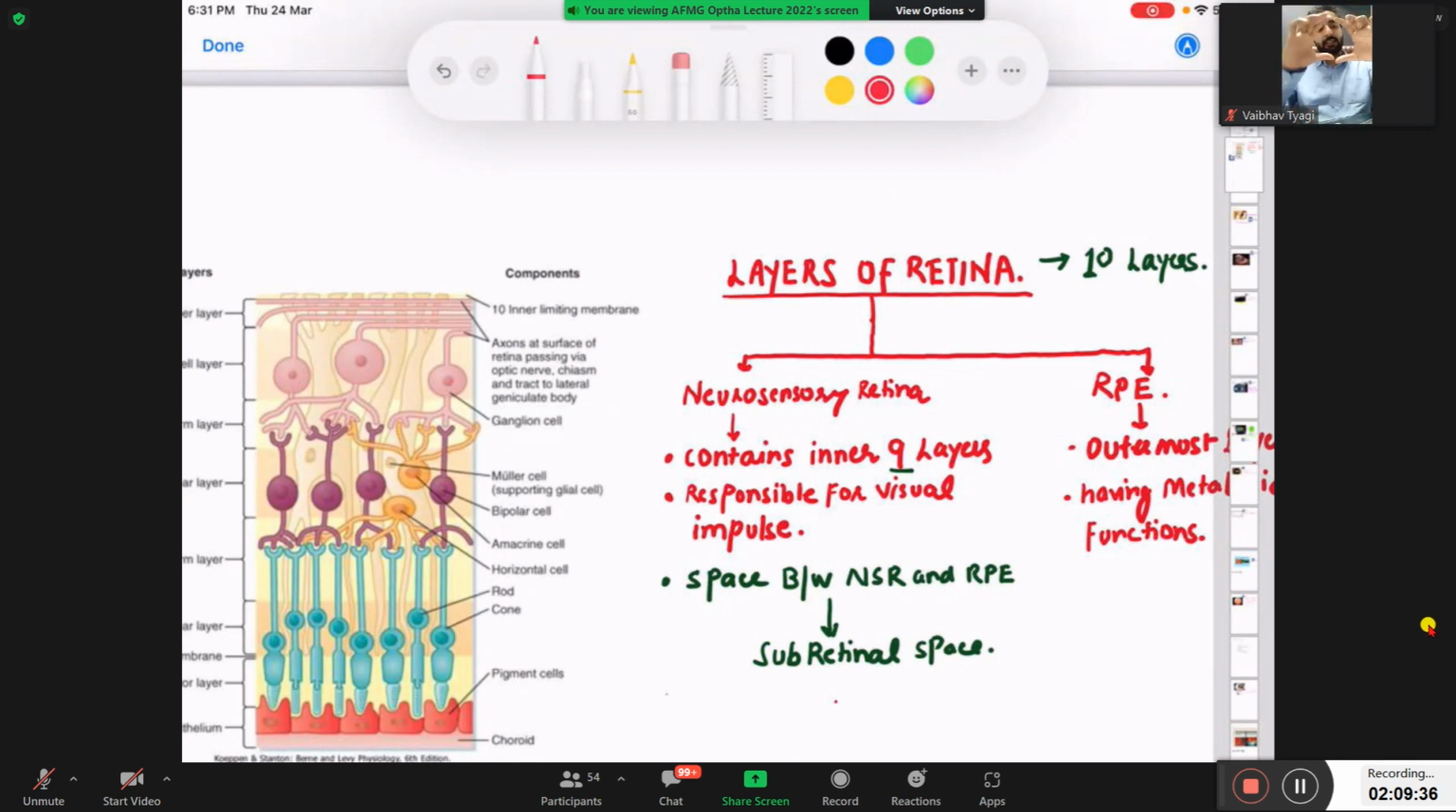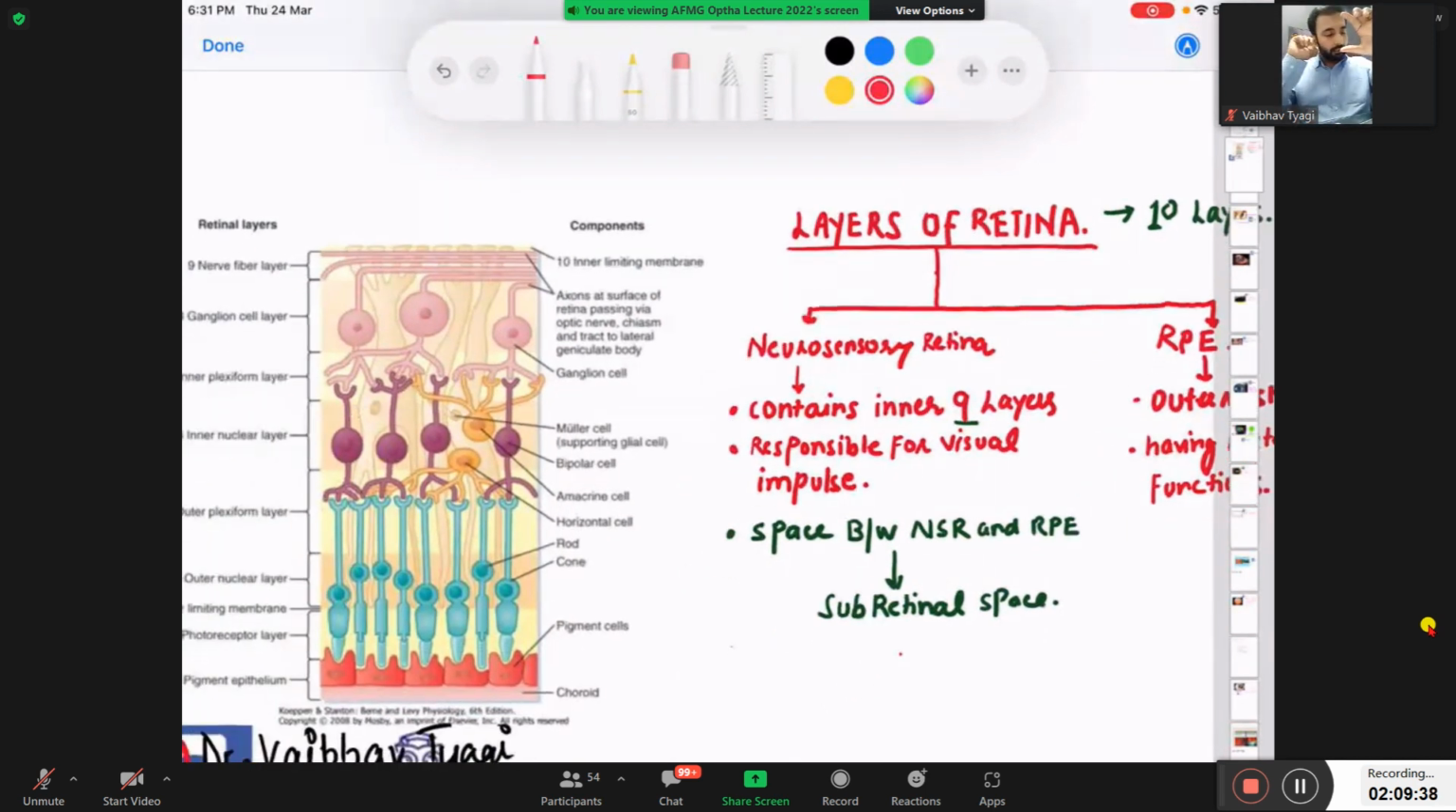Okay. Now try to see. Suppose these are the 10 layers of the retina. Okay, 10 layers are there. Now, if you talk about this one, this is suppose the outermost layer of the retina. This outermost layer of the retina, the name is called as RPE, retinal pigment epithelium. Outermost layer of the retina, the name is retinal pigment epithelium.